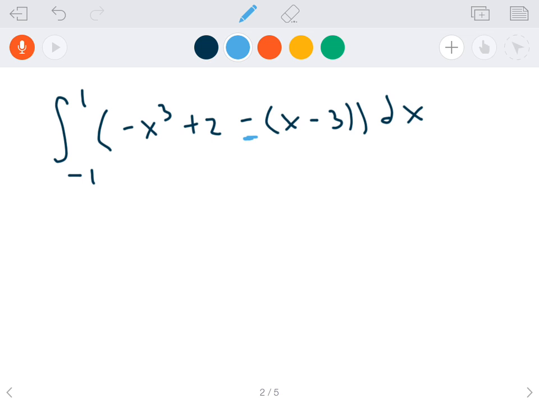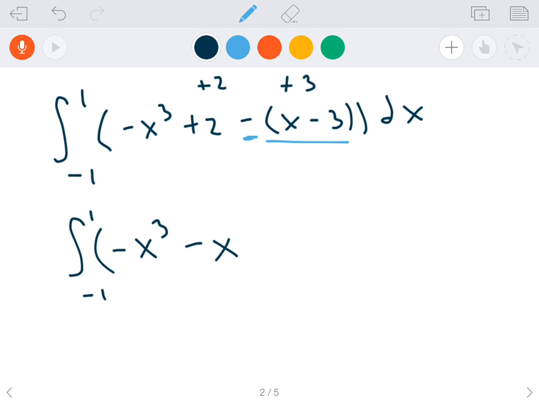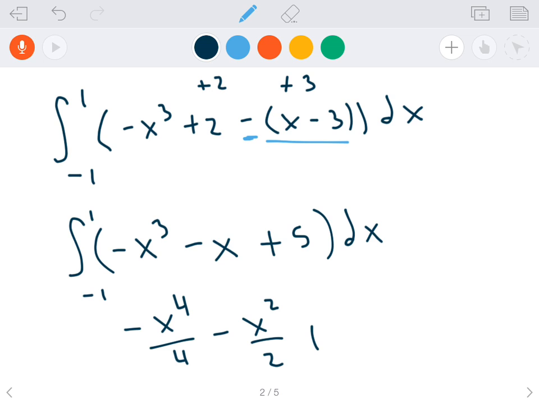And the thing I'm paying attention to here is that I distribute that negative through these parentheses. That's where you're most likely to make a mistake. I can go ahead and simplify that. Let's say that's from negative 1 to 1 of negative x cubed minus x. And this term here becomes positive 3. So I have positive 2 plus 3, which is 5. And then I can integrate that. And I evaluate it from negative 1 to 1.